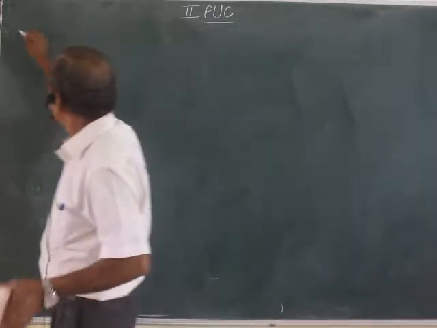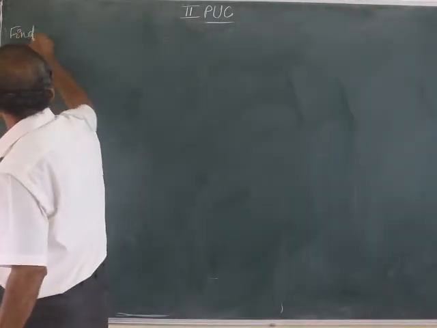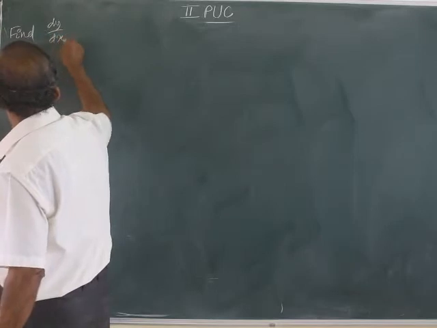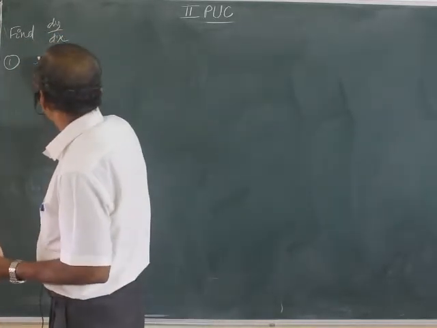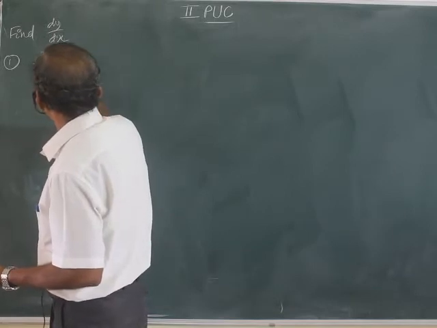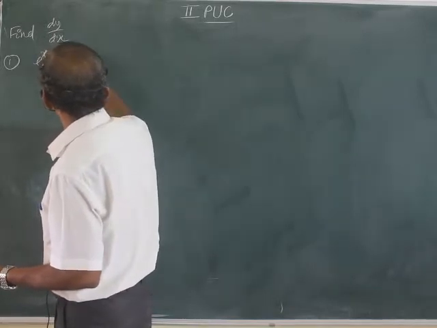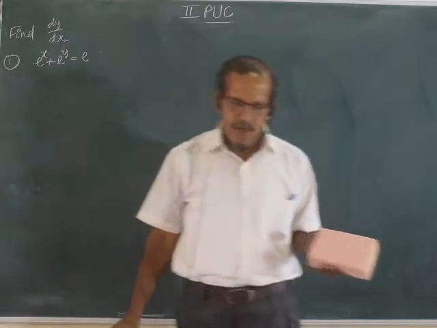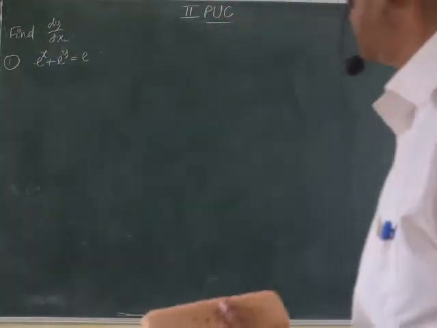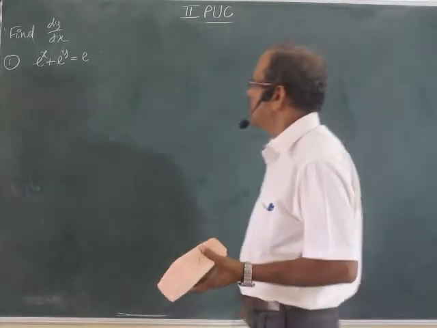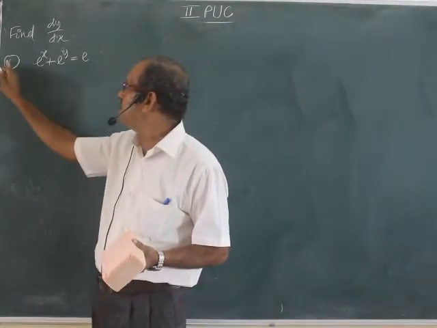Find dy by dx. Find dy by dx. Now, just see, e to the power x plus e to the power y equal to e. See the problem correctly. This is actually called implicit. That is why I have started with 1.